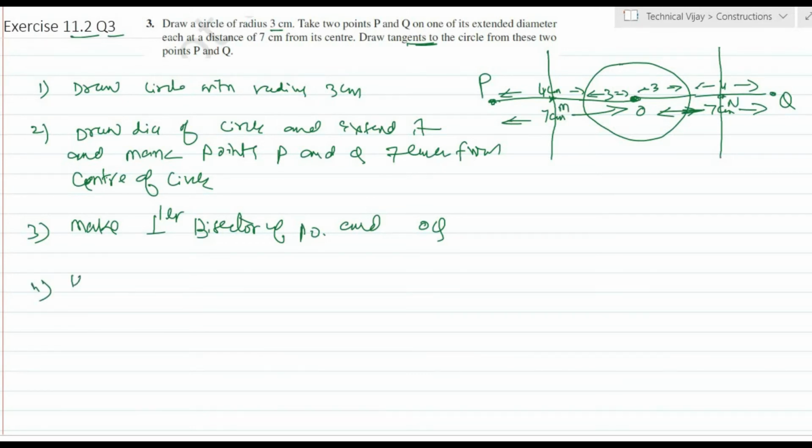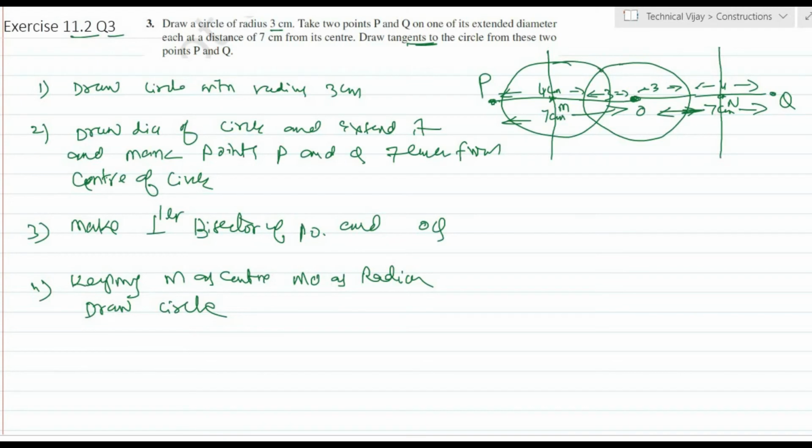So keeping M as center and MO as radius, draw a circle. So here this one will draw a circle here. Okay, so here these 2 points are cut by this circle. So now this will be point A and this will be point B. So join PA and PB.